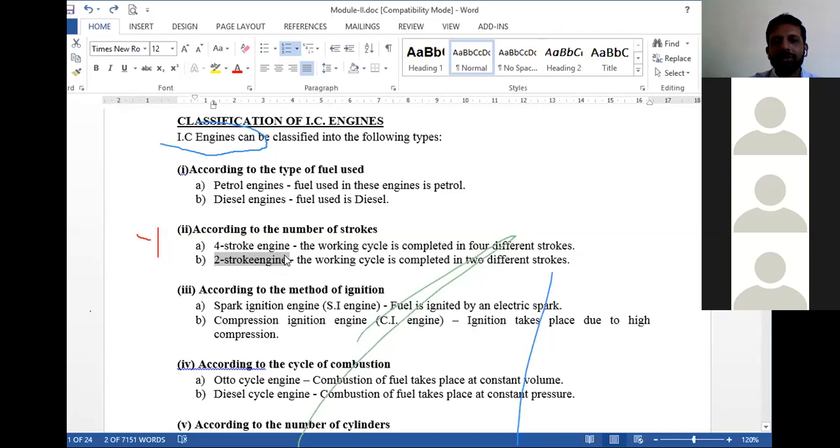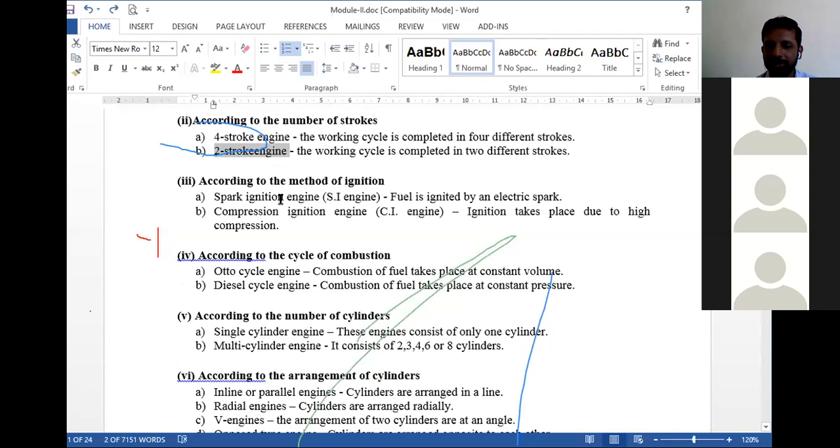Okay, right. So then the next type is based on the method of ignition. We have seen that in an IC engine, combustion should take place. So how does this combustion take place? By what means? What is the starting point for this? So one method is by making use of a spark ignition or a spark plug. That will be used only in petrol engines, which will generate the spark so that the fuel inside the engine will undergo the combustion process. Whereas in a compression ignition engine, there is no spark plug at all. Combustion takes place only because of the compression by the piston, and the fuel is compressed to such a high pressure and temperature that it will undergo combustion.